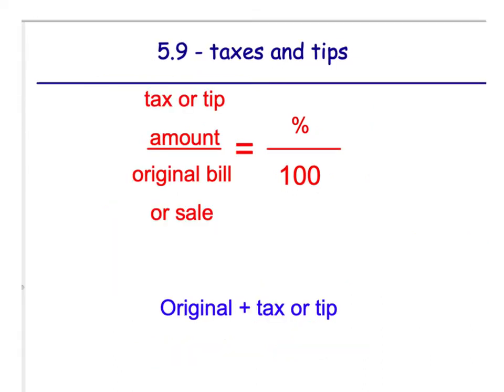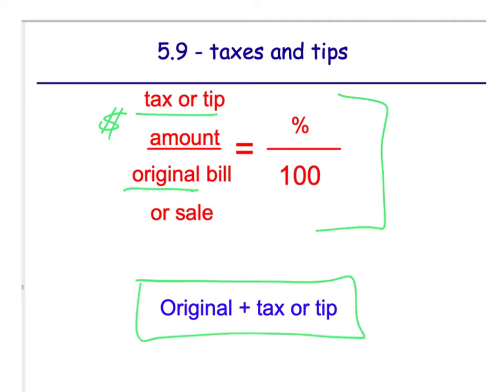5.9, taxes or tips. We have percent over 100. We have the tax or tip amount, and then the original bill or sale. And don't forget to add the tax or the tip onto the original. Again, pause the video if you need to.